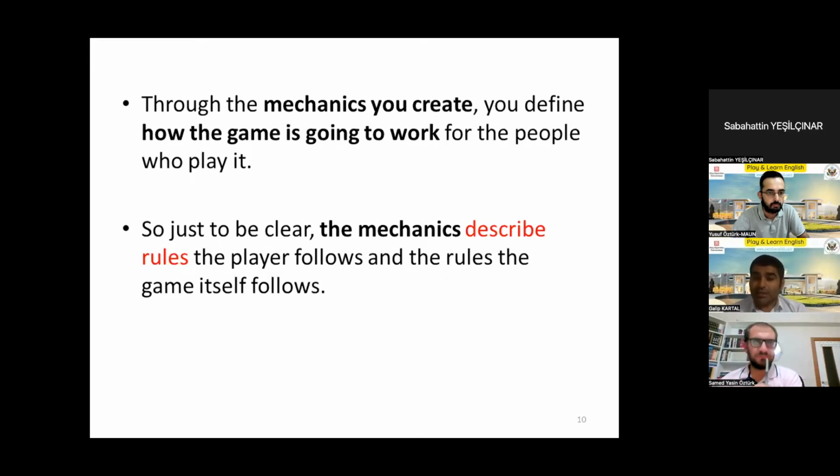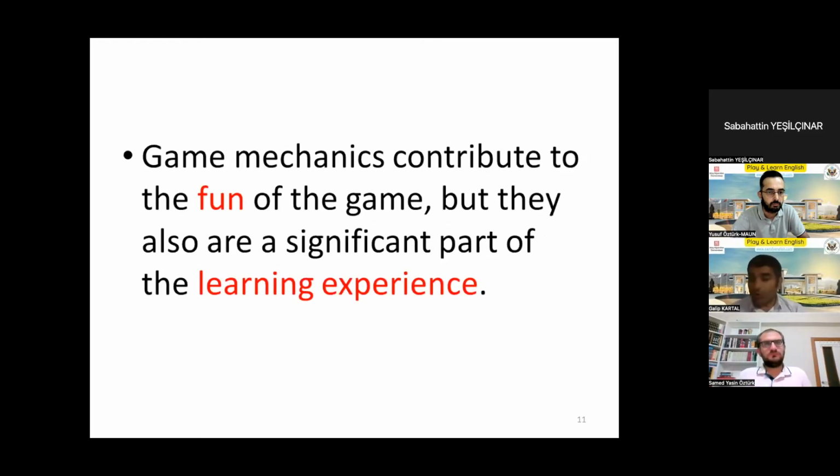Through the mechanics you create, you define how the game is going to work for the people who play. So you have all the details, because here you are trying to teach a language too. That's why you need to take control of everything during the process. The mechanics describe the rules the player follows and the rules the game itself follows. So you cannot gamify an activity without following all these rules. Of course, when we say game mechanics, you can talk about many other games. We are not trying to make a link between gamification and language learning here. These are the things you need to follow during a game, and we are saying that you need to involve the game mechanics to make the teaching or learning process more and more successful.